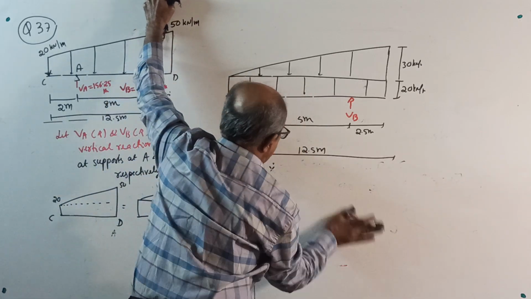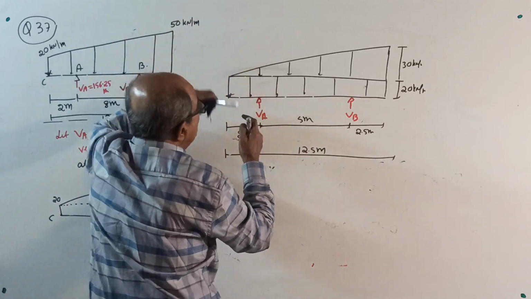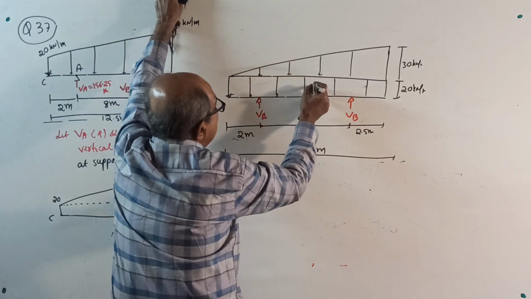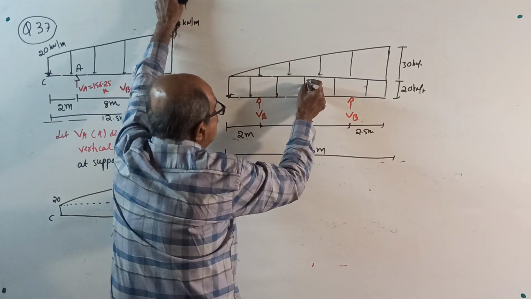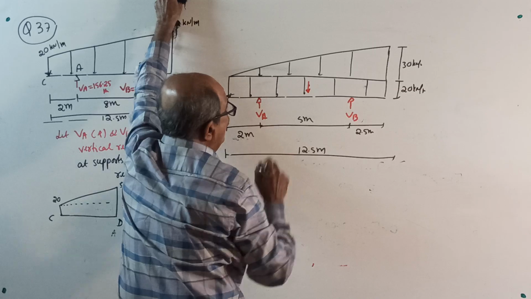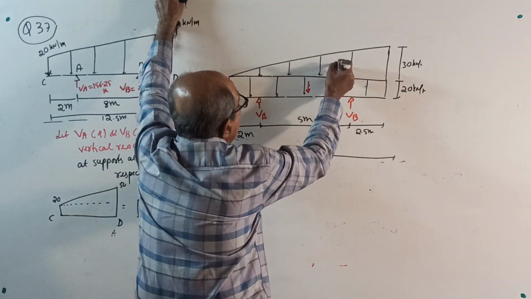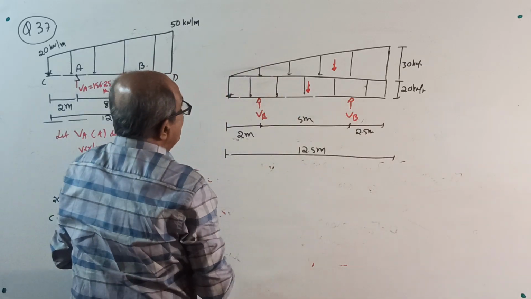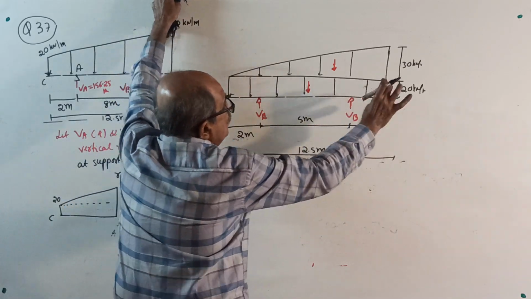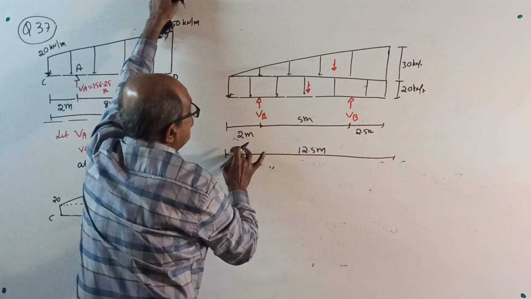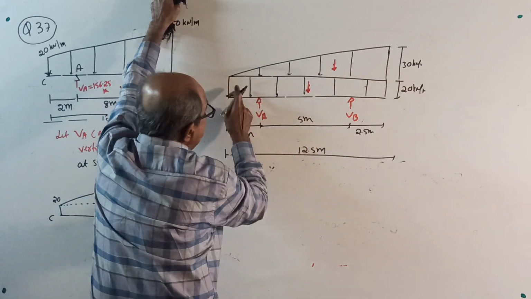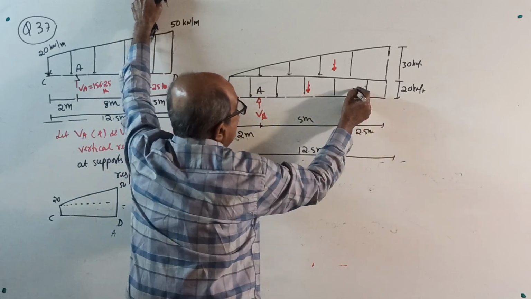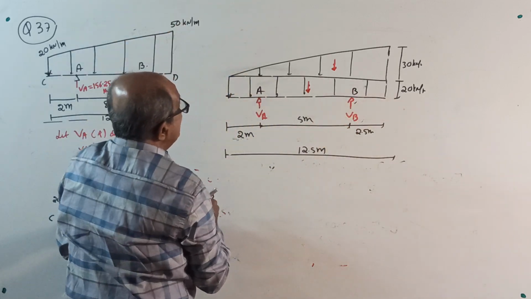Before you proceed further, make a note. For this rectangle, centroid will be here. See, this is the total load due to rectangle or UDL. For a triangle, total load is acting here. So make a note. Therefore, this is equal to 20 into 12.5. This load equal to half into 12.5 into 30. Now, this is point A, this is point B. Take moment.